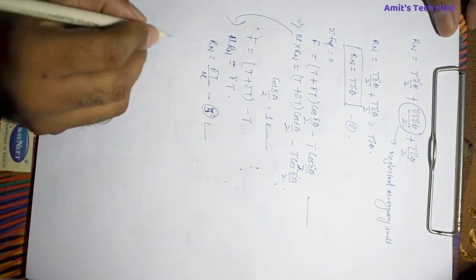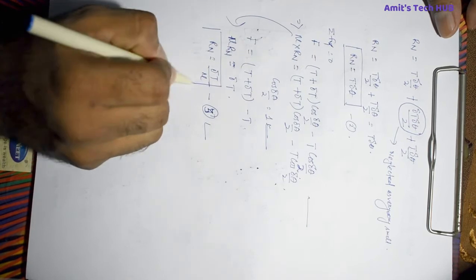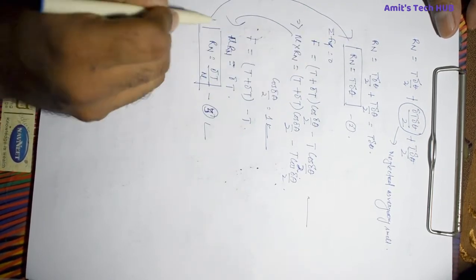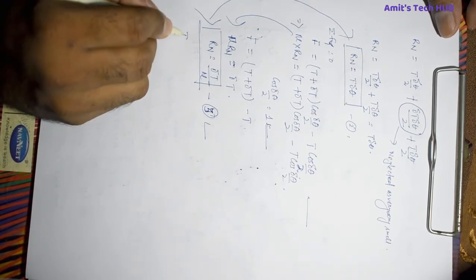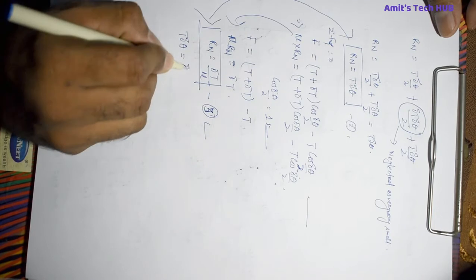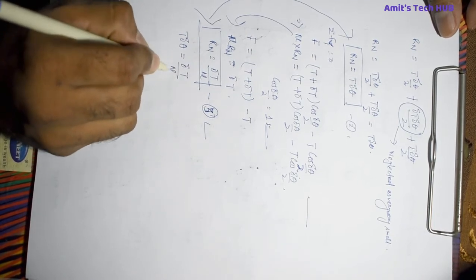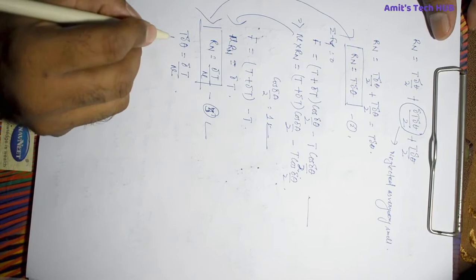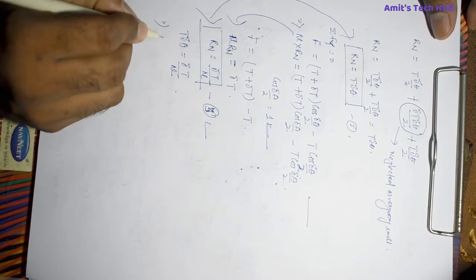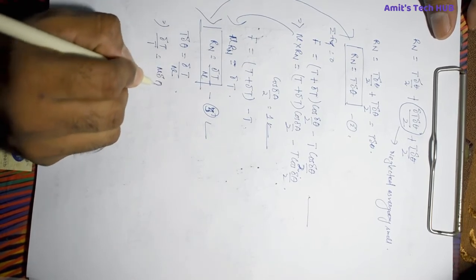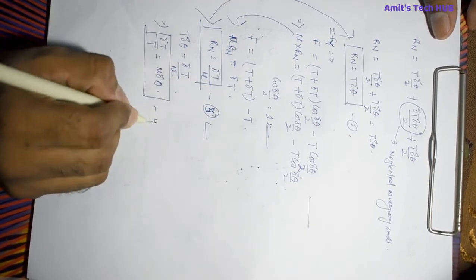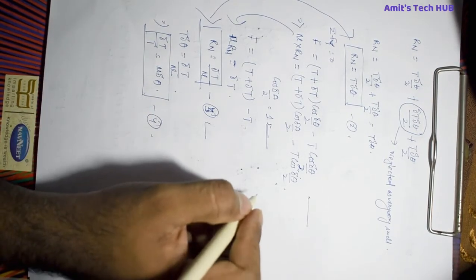Okay, so now here we have two equations where we can find these two Rn values. Equating equations 2 and 3, we get t del theta is equal to del t by mu, or we can write del t by t is equal to mu del theta. Let it be equation number 4. So for a small portion of a belt PQ, we get this equation.